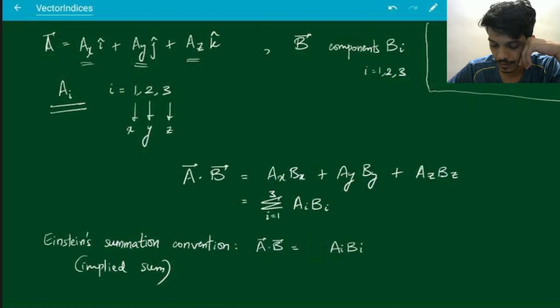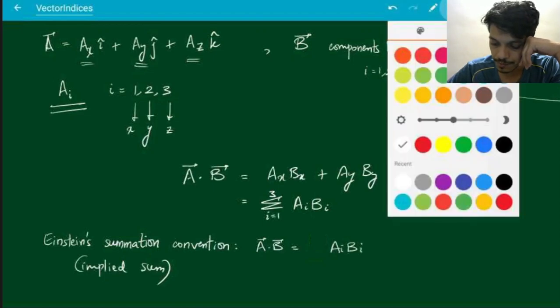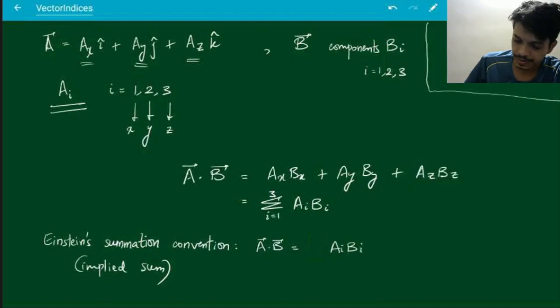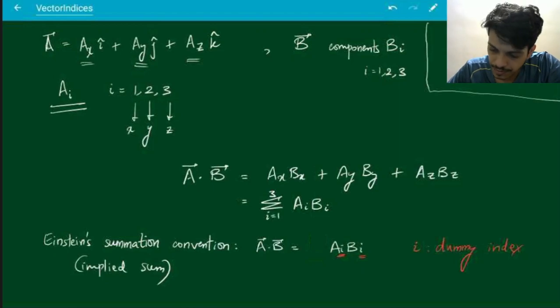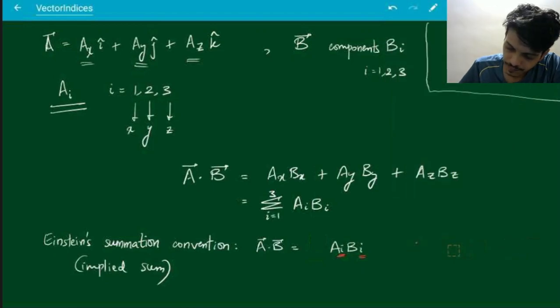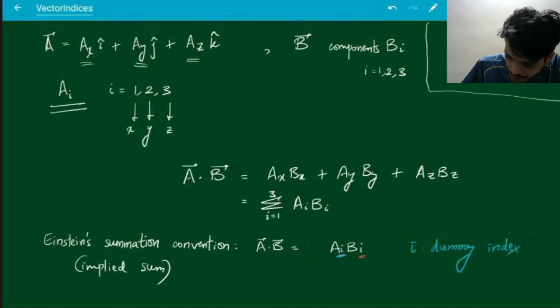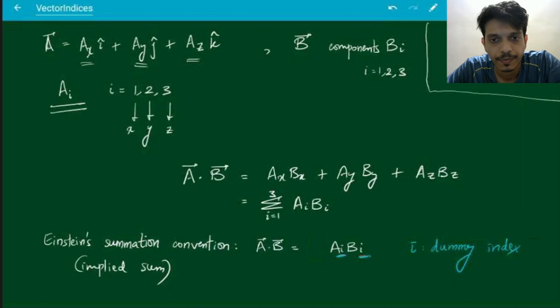Okay. Now I want to make one important point over here. This i, we call it a dummy index. Maybe red is not the best color to use. Why is i called a dummy index? Because i in itself doesn't really mean anything. We are going to sum over i, right?